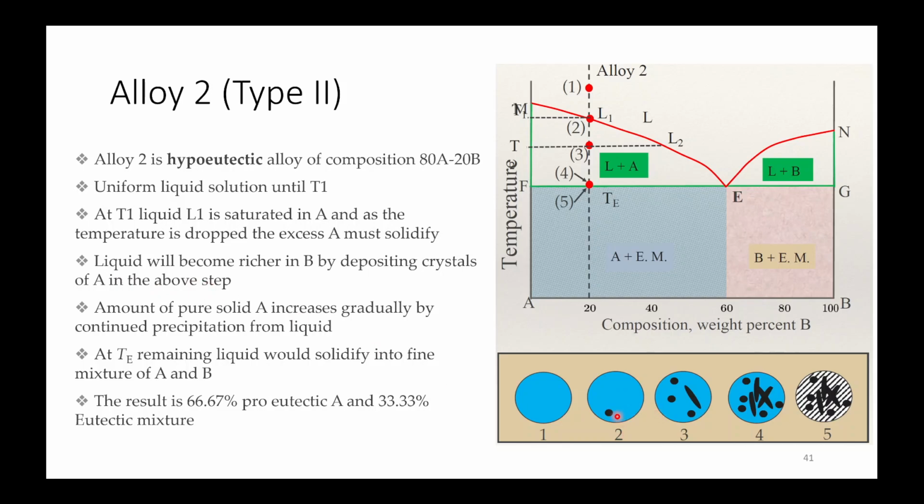Now these dots, they are A. Now the amount of pure solid A increases gradually by continued precipitation from liquid, and at TE the remaining liquid would solidify into a fine mixture of A and B, and the result is 66.67% pro-eutectic A and 33% of the eutectic mixture. Now the remaining is your eutectic mixture.